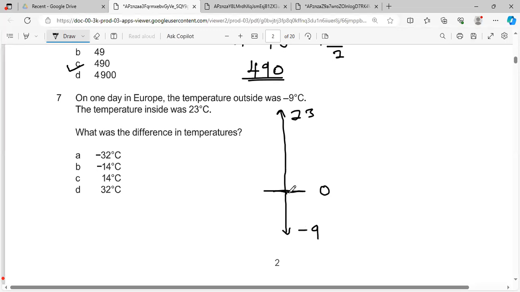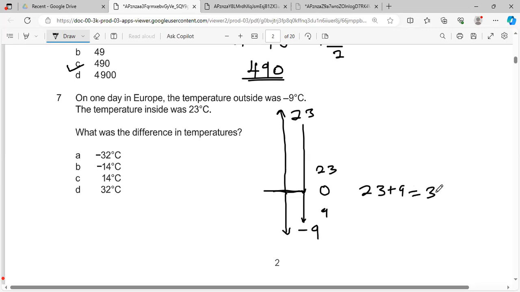Even when I do it, guys, persons still don't understand it. But let me try to make you understand it as much as possible. The distance from here to here is 23. And the distance from here to here is 9. So it's actually 23 plus 9, which gives you a positive 32.